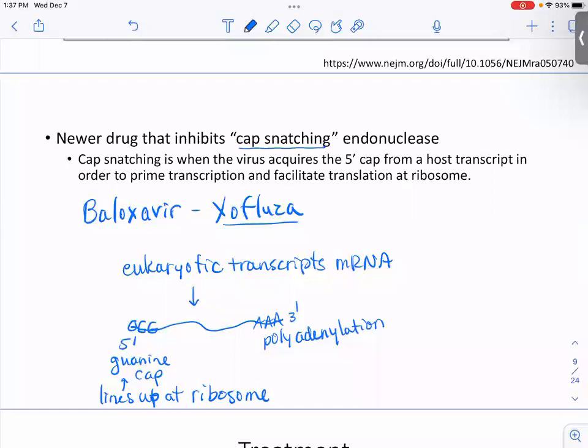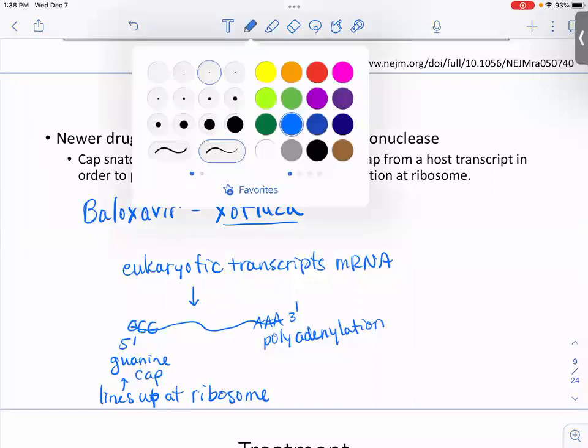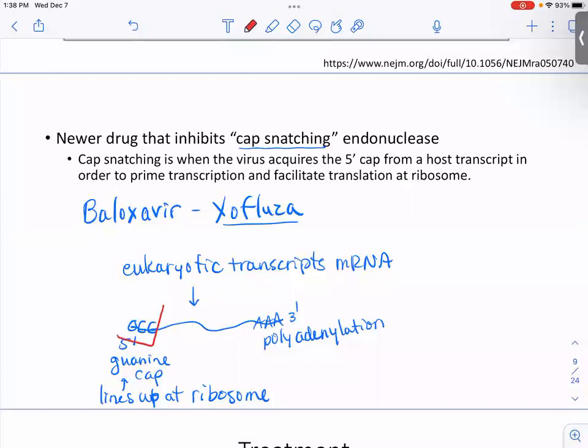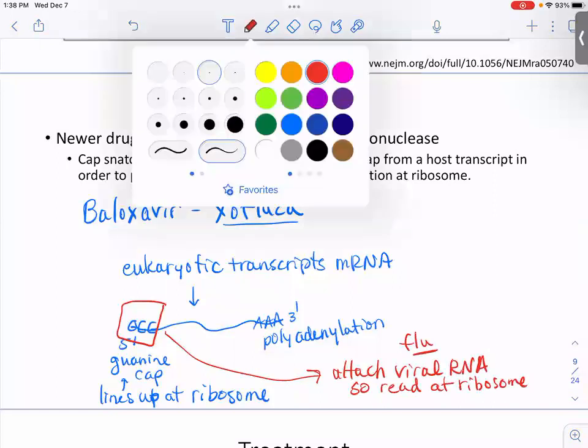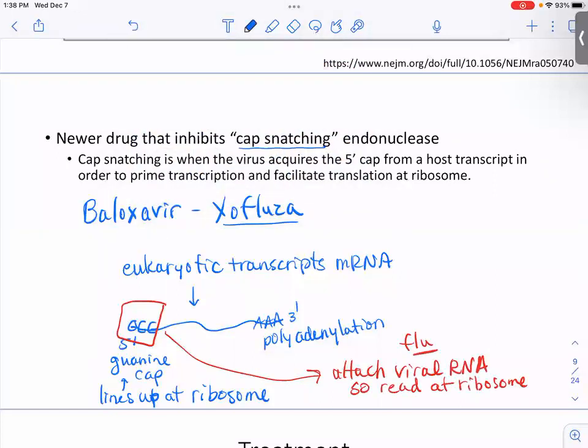So what the influenza virus does is it has endonucleases that will cut off this 5' cap and then attach it to the viral RNA. So now it can much more easily be read at the ribosome. That's cap snatching. And so what this drug does is inhibit that cap snatching. So now the influenza RNA has a much harder time getting its proteins translated.